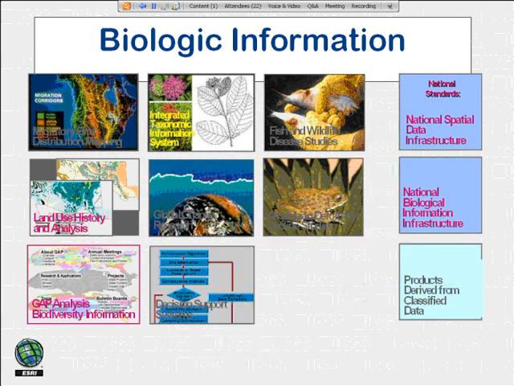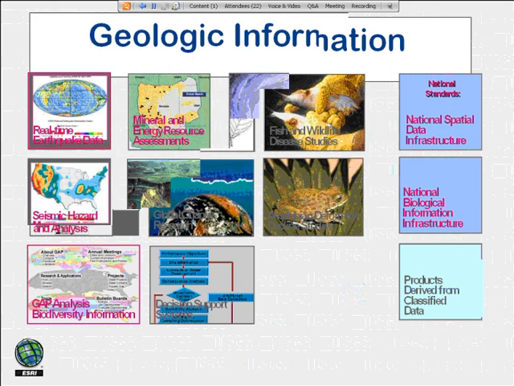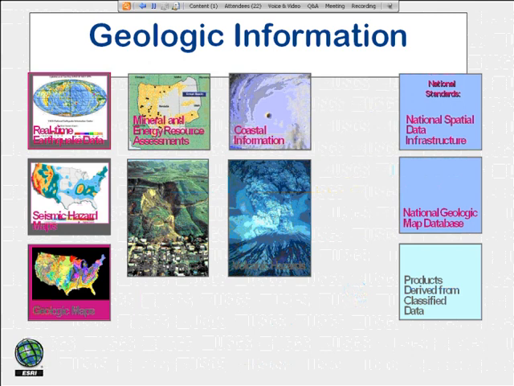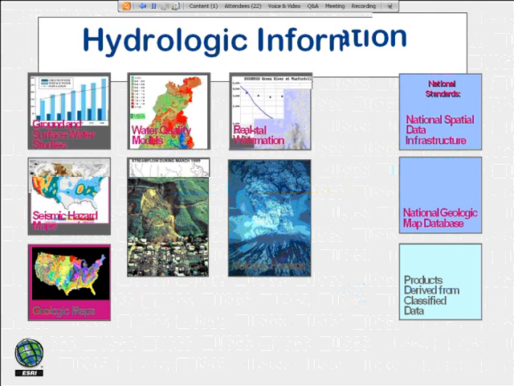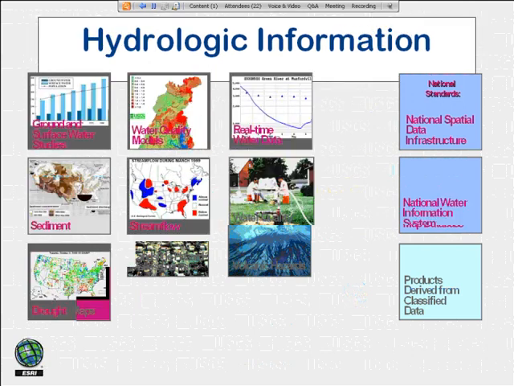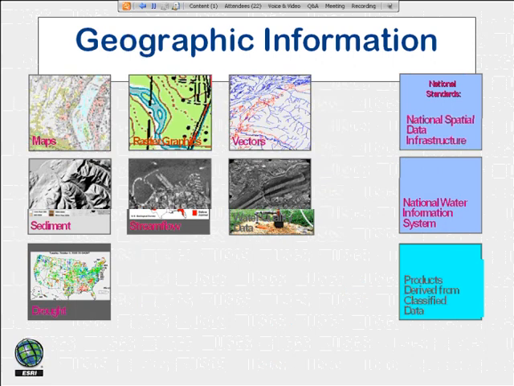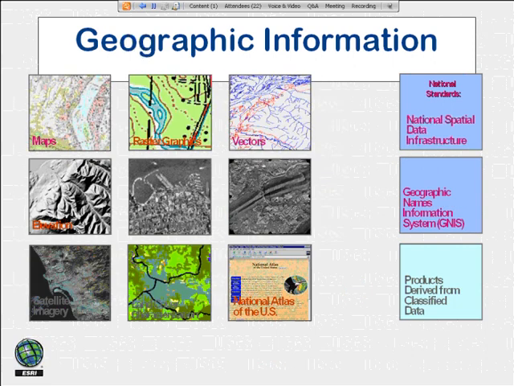So it's integrating the biological information, the geological information, the hydrologic information. Some of this data is not in map form, for example, the real-time stream flow information. But that's data that you can connect to a map with things like a table join operation and the geographic information.